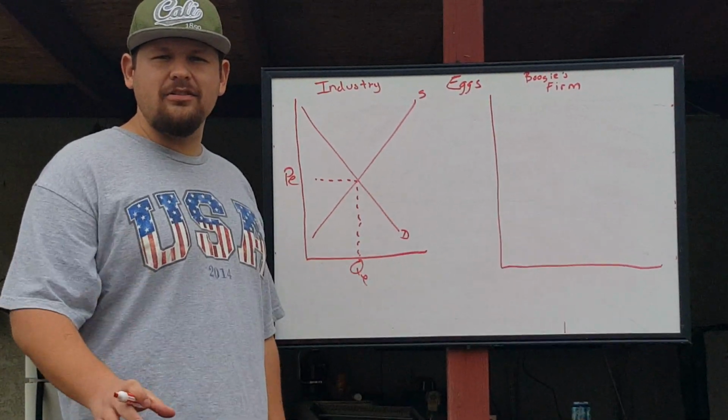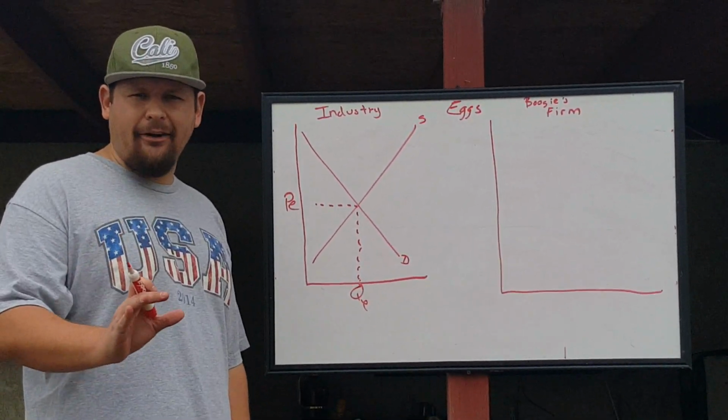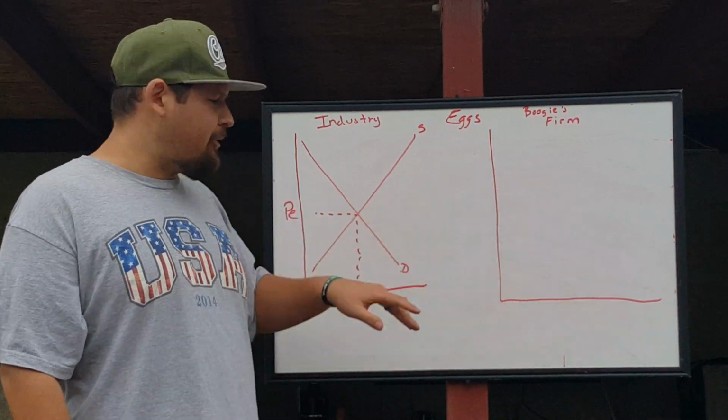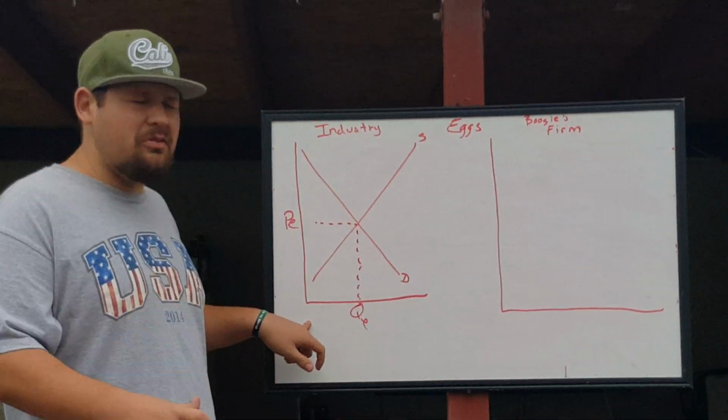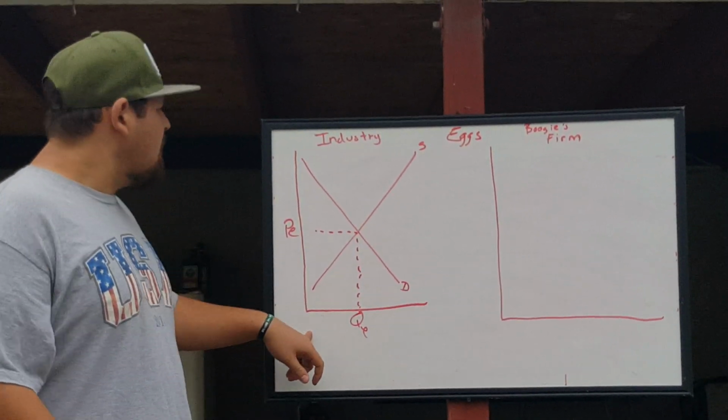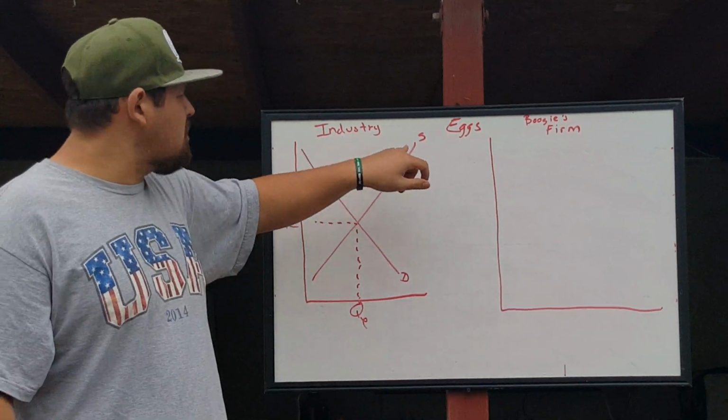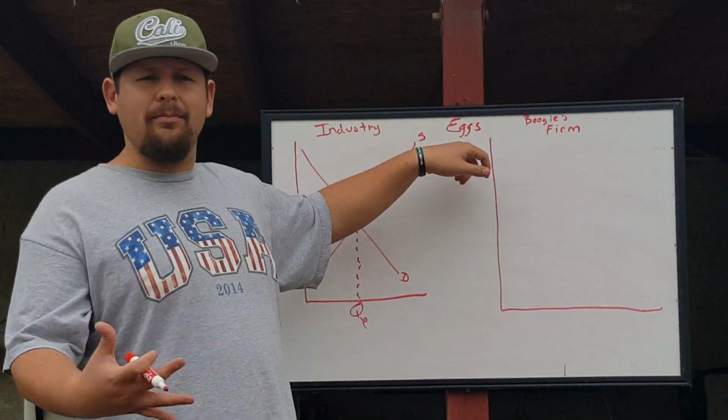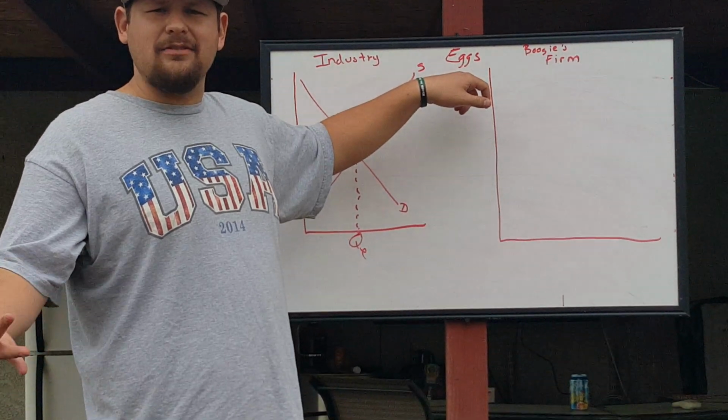All right, so today we're going to start talking about the perfect competition graph. It's a side-by-side graph. The first one you guys should all be used to, it's your typical supply and demand. With this one, we have an industry and we're talking about eggs. Anybody can produce eggs. You have some hens, you have some chickens.